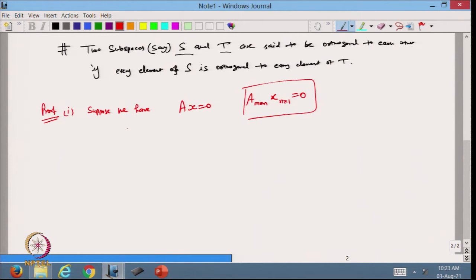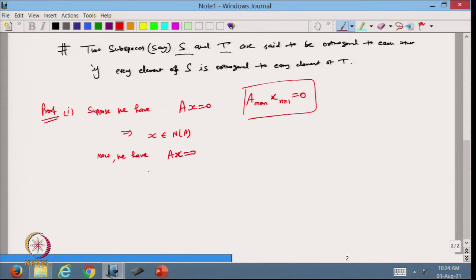So, if this is equal to 0, it implies that x belongs to the null space of A, because it is going here. Now we have A x equal to 0.